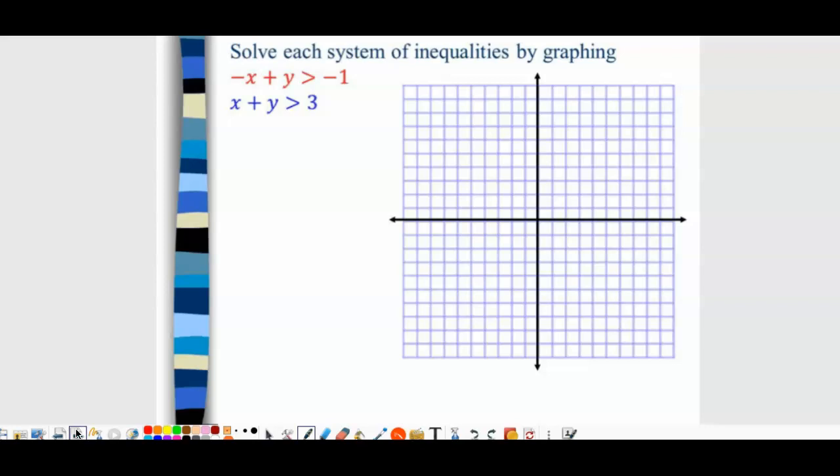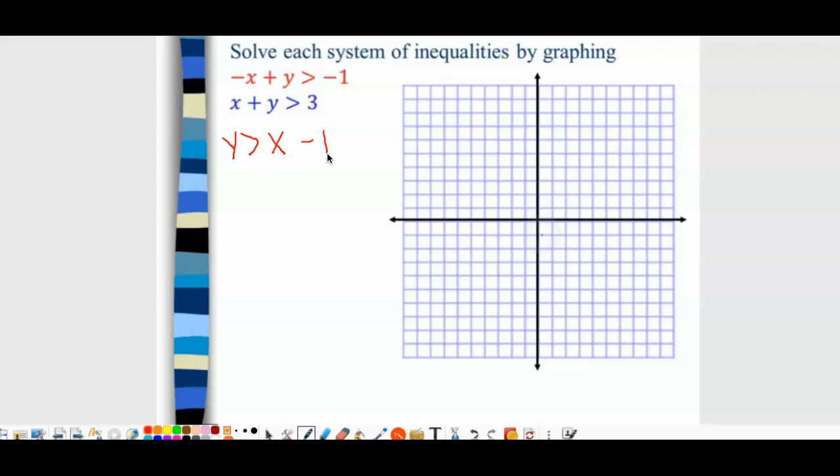If you have negative x plus y is greater than -1, and x plus y is greater than 3, the easiest thing to do is add or subtract the x's to the other side. That way it's in y equals mx plus b form, so you can easily use the slope. Just adding over my x, I get y is greater than x minus 1.